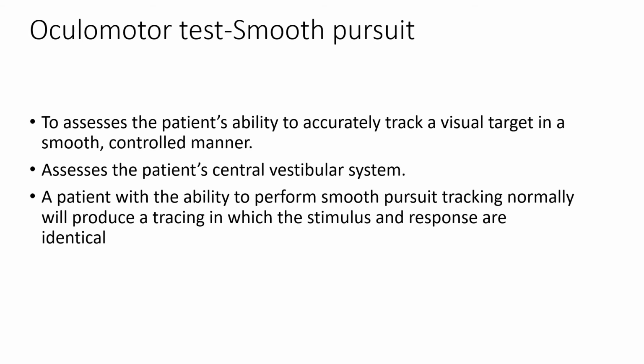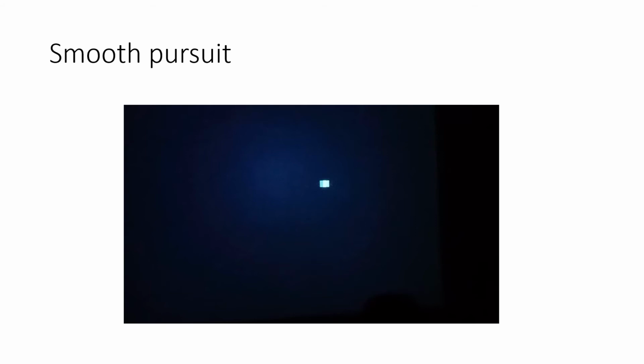For normal patients, they are supposed to be able to perform smooth pursuit tracking and produce a tracing in which the stimulus and the response are identical. In this slide, I will show you the screen from our clinic as an example of a stimulus movement during an oculomotor smooth pursuit test. The target will move smoothly to the left and right at a frequency of 30 Hz.